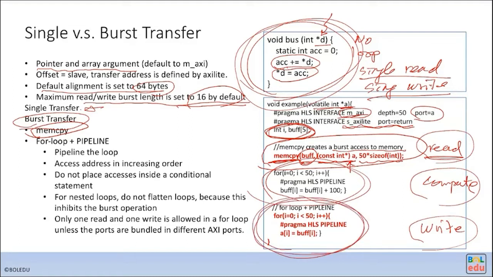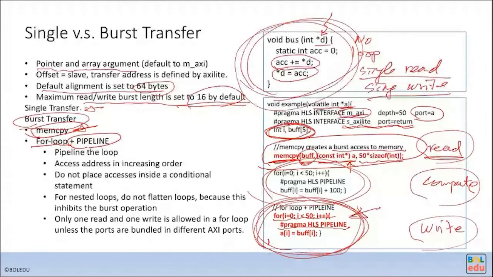When you write out in here, it doesn't use the memory copy. It uses a for loop, with a pipeline. That's important. That's the way you generate AXI master. Follow exactly this coding style. So for burst transfer, either you use a memory copy or you use a for loop with pipeline.